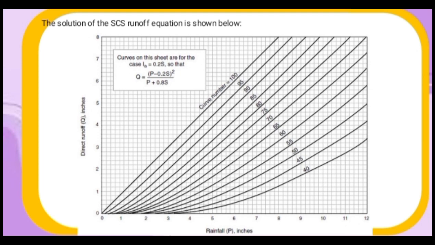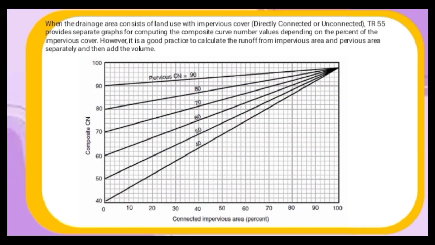When the drainage area consists of land use with impervious cover, TR-55 provides separate graphs for computing the composite curve number values depending on the percent of the impervious cover. However, it is a good practice to calculate the runoff from impervious area and pervious area separately and then add the volumes.